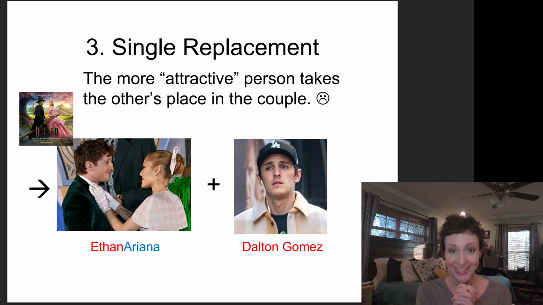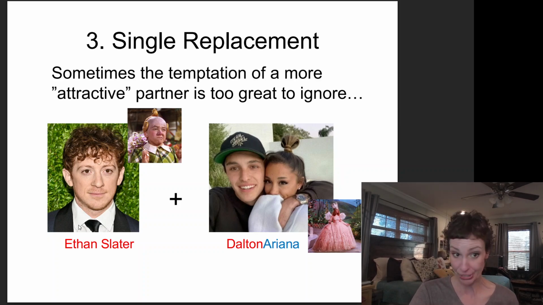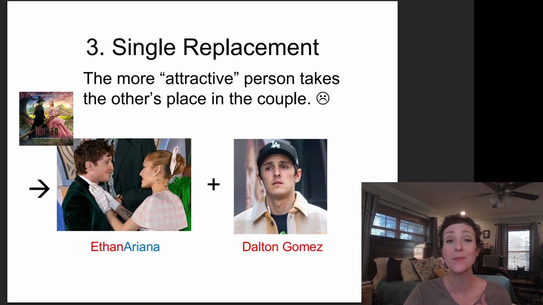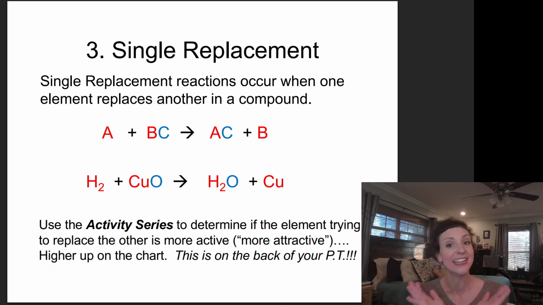He is single. So that sounds real harsh, but in a single replacement reaction, yes, somebody is going to kick out somebody in a chemical compound. Now, the determining factor of if somebody gets kicked out or not is the person in the couple will always be the more attractive person. Now, say what you will about the attractiveness of Ethan Slater. Ariana found him more attractive, apparently, than Dalton, which is why she wanted to be in a couple with him. Okay, so the more attractive person will take the other's place in the couple. That is a single replacement reaction. All right, in chemistry terms, single replacement reactions occur when one element replaces another in a compound.